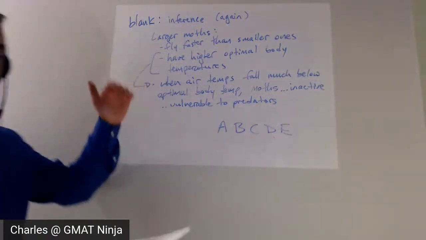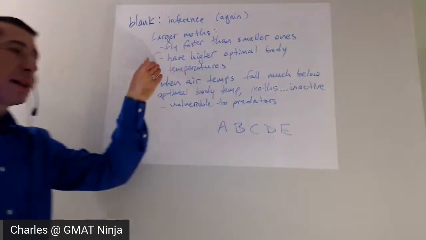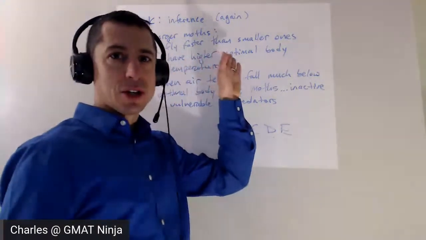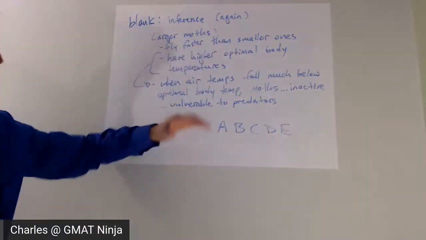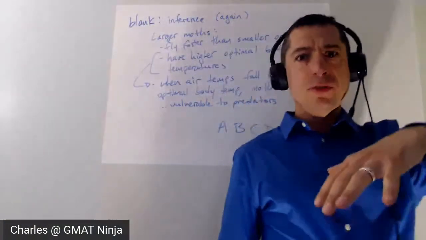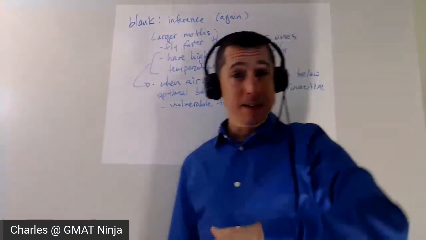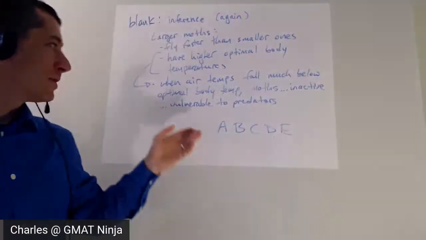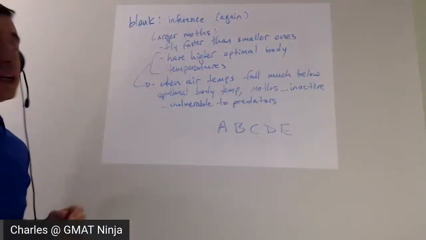Okay, so what do we know about these moths? We know that larger moths fly faster than smaller ones. Great. What else do we know about them? They have higher optimal body temperatures. And what's this business of higher optimal body temperatures? Well, when air temperatures fall below that optimal body temperature for a moth, the moth gets sluggish, sits on a piece of vegetation, becomes inactive, and becomes vulnerable to predators. That's it. So that's what we know.